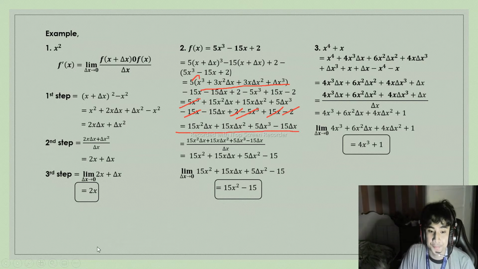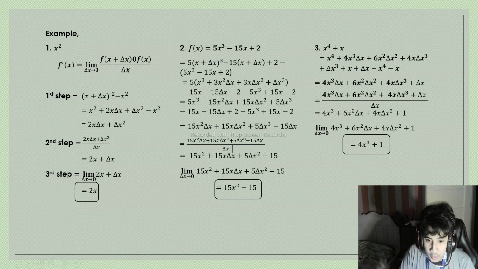First step pa lang yan. So, sa second step naman, lalagyan natin ang denominator. So, kakancel natin yung isang delta x kung meron man silang higher exponent. So, magiging 15 na lang siya. Magiging 5 delta x squared na lang siya. Magiging 15x delta x. Tapos, ito naman, magiging 15x squared na lang. So, ito yung magiging sagot sa second step.